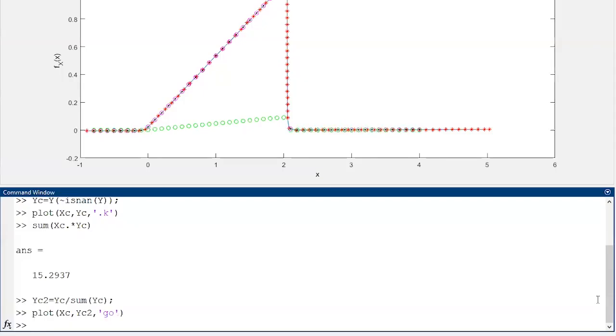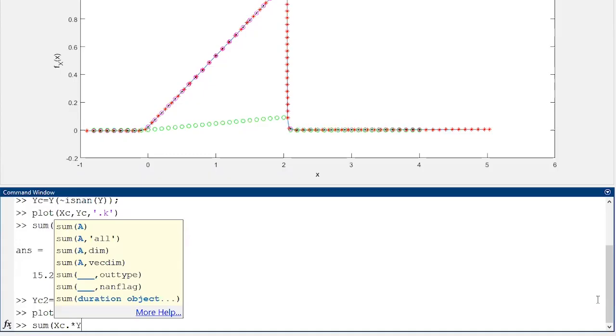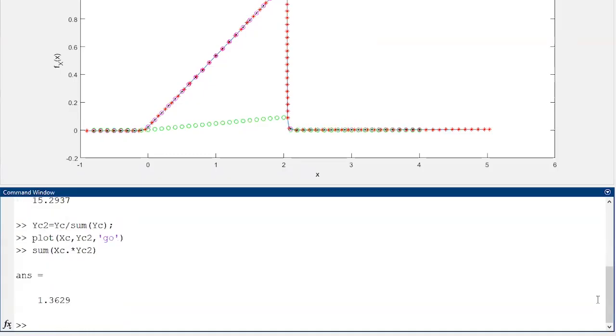We could find what our expected value is, and this will be the sum of xc dot product with yc2. And this is 1.36. This is very close to what we would get if we did the integral using the slope equation. If we did the integral using the slope equation, we would get 1 and 1/3, and this is relatively close. And then if we wanted to find the variance, we would do the same operation. We'd find xc squared times yc2, minus this mean squared.